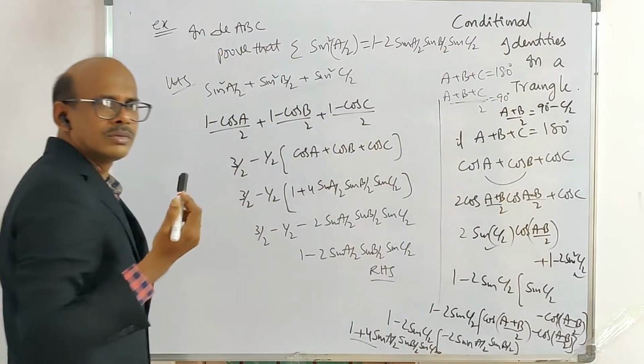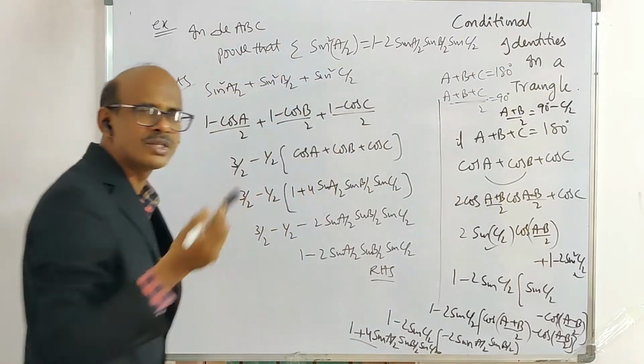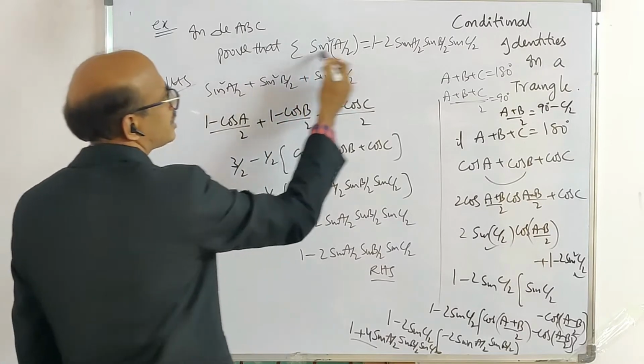So here is the question: in triangle ABC, prove that the sigma sin square A by 2, sigma meaning cyclic order summation addition, is equal to this.